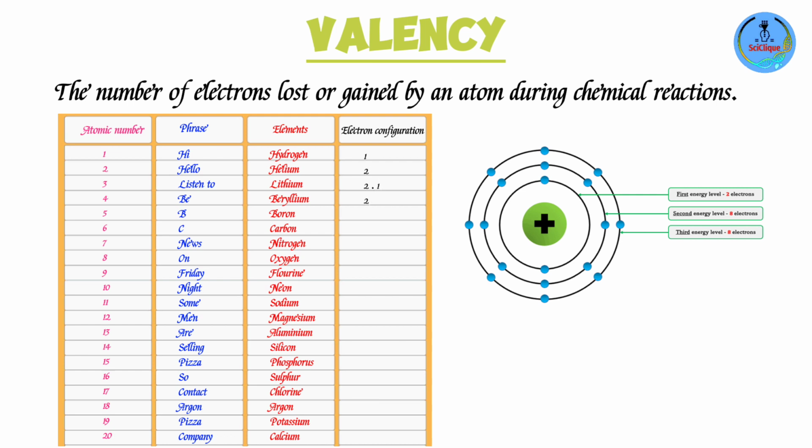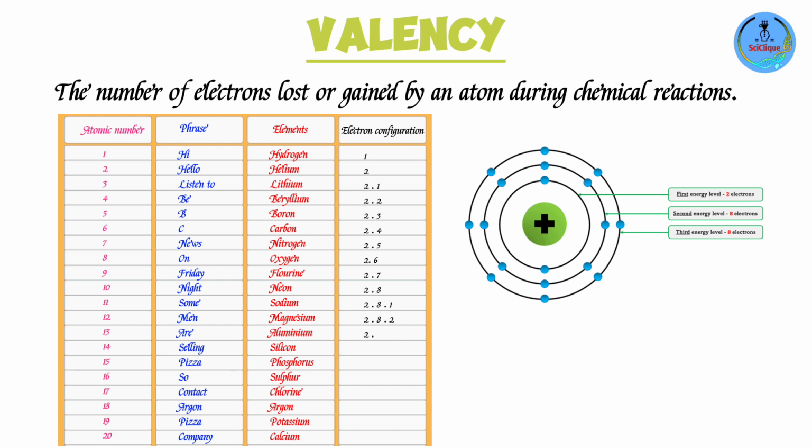Let's look at lithium. Lithium has 3 electrons. So we're going to put 2 in the first energy level. 1 will carry forward to the next energy level. So it's going to have an electron configuration of 2,1. So we're going to continue with beryllium 2,2 up to neon 2,8.